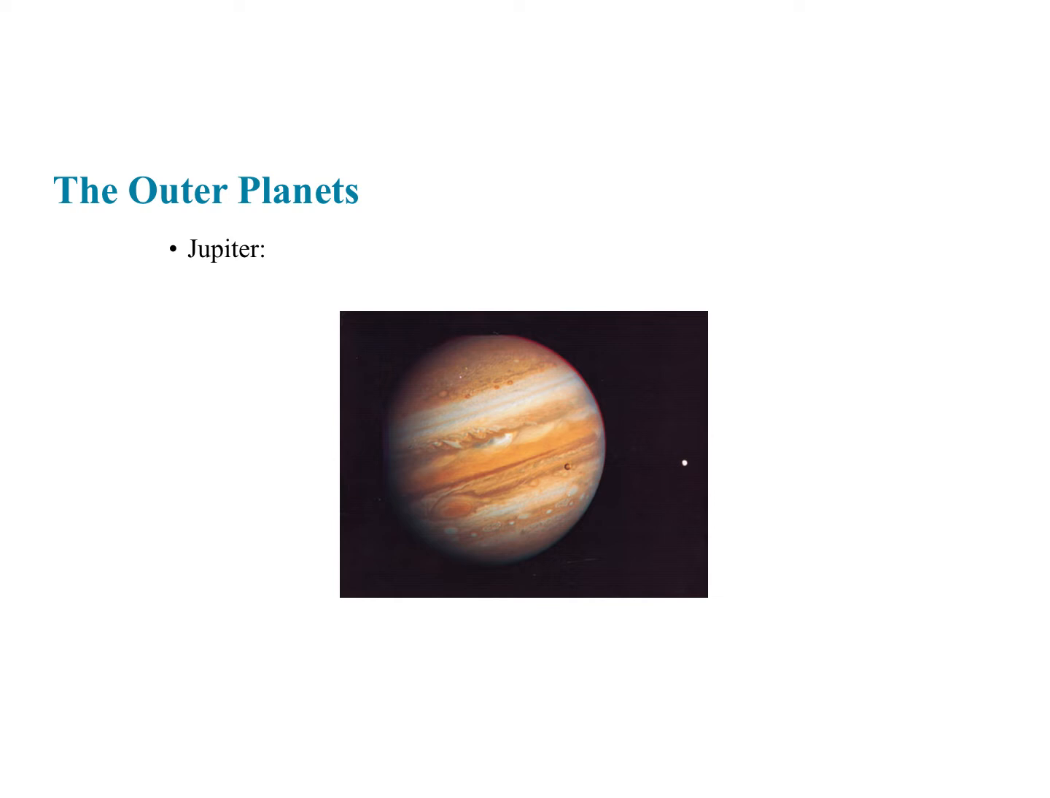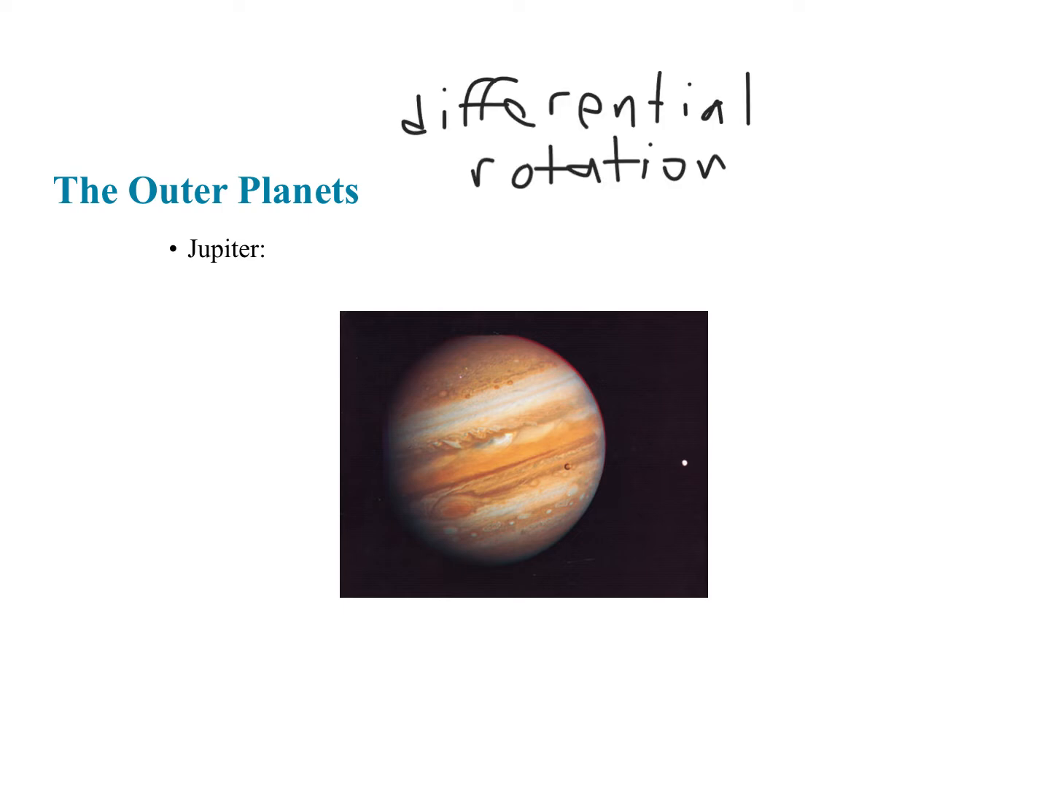Here you can see a picture of Jupiter. You can see a couple of the prominent features. One, there are these different bands. You can see Jupiter has got different bands, and these are different regions where the gas is separated by different temperatures. Now, the interesting thing about Jupiter is it has what's called a differential rotation.